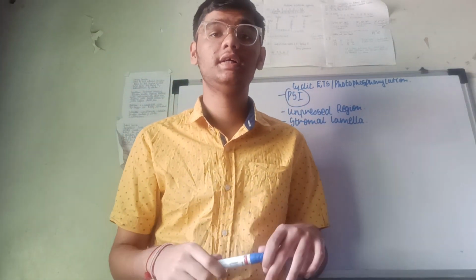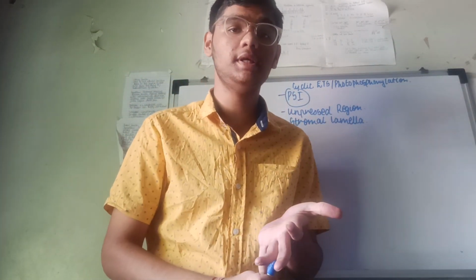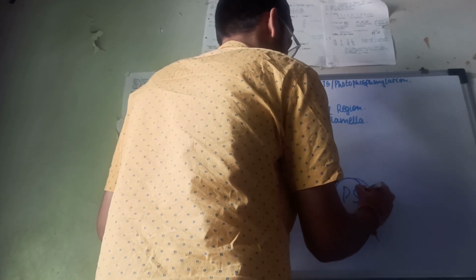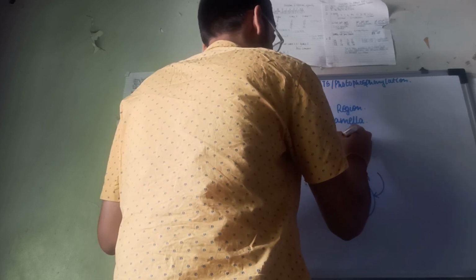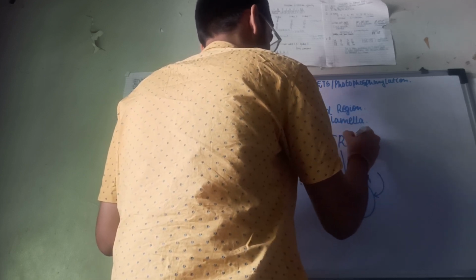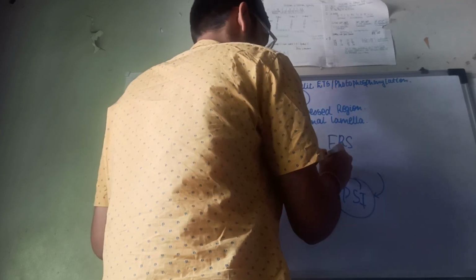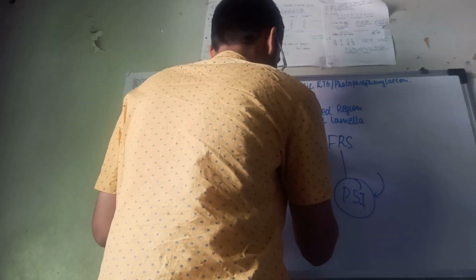So we have seen that in non-cyclic photophosphorylation, NADPH and ATP both are synthesized. So in this we will find out that only ATP is synthesized and no NADPH. Let's start with PS1. PS1 is here. Light falls on PS1. It gives to FeS or FRS, you can call. FRS gives it to ferredoxin.